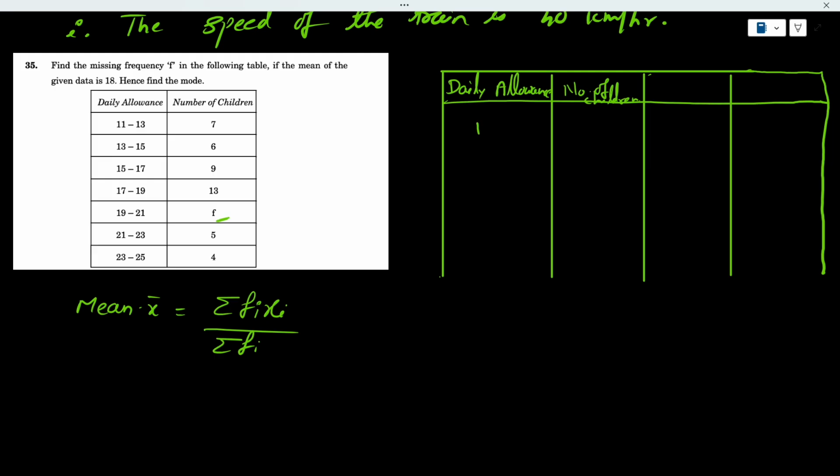So first you take it here 11 to 13, then 13 to 15, 15 to 17, 17 to 19. While copying the data, make sure you don't make any mistake, right? Then here 21 to 23 and then 23 to 25. It's already in the continuous interval, so there's no problem here.